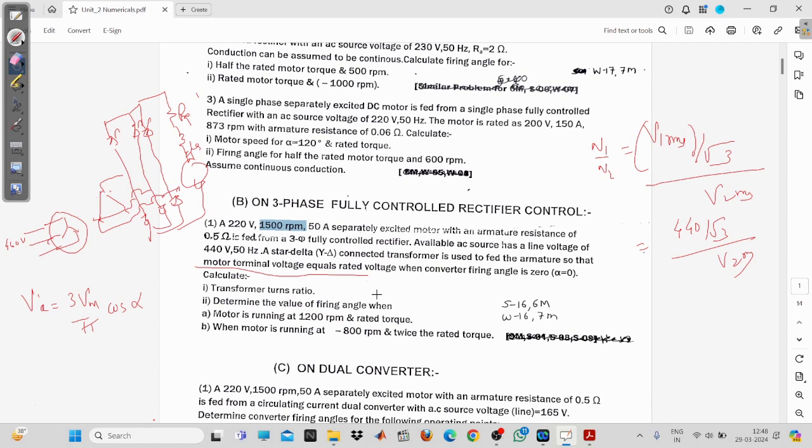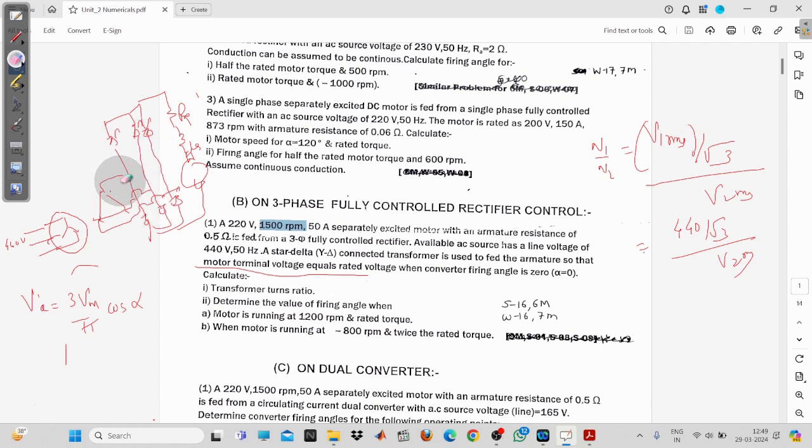So how to calculate this one? Motor terminal voltage, this is VA. So you will have to calculate the Vm. Motor terminal voltage equals the rated voltage. Rated voltage means how much? 220, right? Motor terminal voltage equals the rated voltage when converter firing angle is 0. Only then, because this Vm is the peak value of the secondary side.